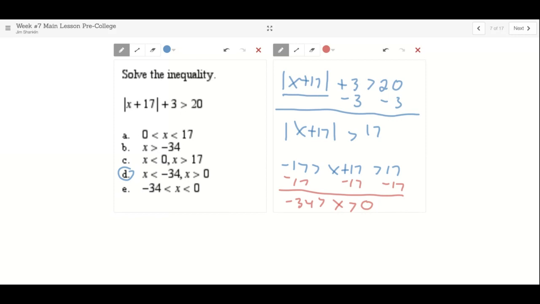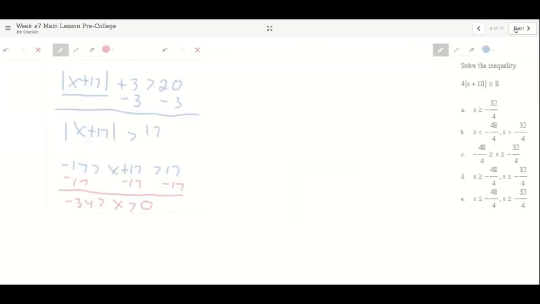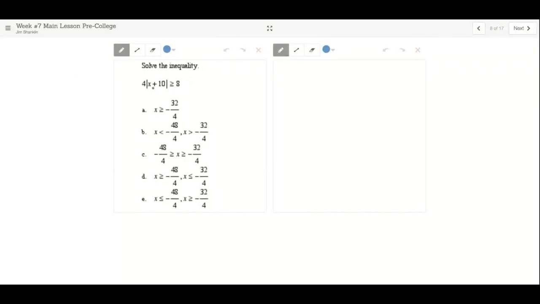Okay, let's try another absolute value problem. The next problem is 4 times the absolute value of x plus 10 is greater than 8, okay? So we want to isolate the absolute value, so your first step is going to be to divide through by 4. I am going to let you finish this problem up, but your first step has to be to divide by 4 because you want to get the absolute value by itself. Finish that up. That is slide number 8. I'm just going to watch people work and see how you do here.